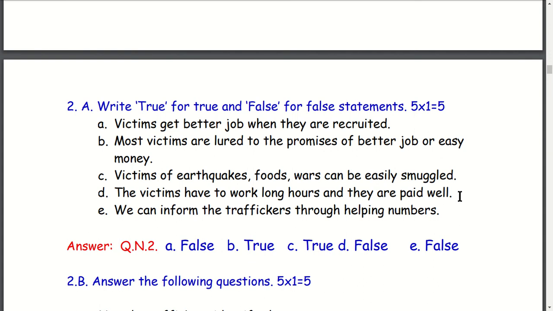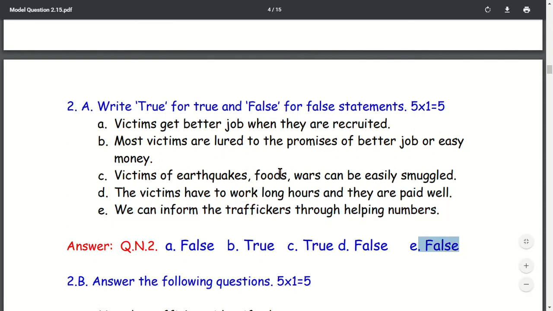Number E: we can inform the traffickers through helpline numbers. Yes, this is not correct. We can inform the government or concerned agency or the police office or any NGO or INGO or their people, not the traffickers, through the helpline. No, this is false. We can inform the concerned authorities, not the trafficker. This is false.